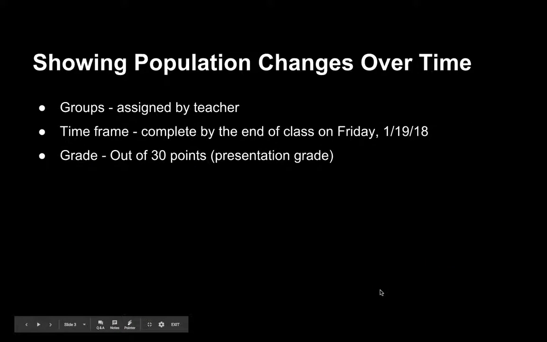All right, showing population changes over time. Groups will be assigned by your teacher. I've put them together in advance. Time frame, you have until Friday, the end of class, 1/19/18, to get this line graph done. Some will go all the way up to that time. Some will finish early. And then it's out of 30 points, and this will go into your presentation grade, which is about 5% overall of your end of the semester grade, but this 30 points will be a significant part of that 5%. So this, along with Washington, D.C. reports, will make that up. So you want to do a good job on this.